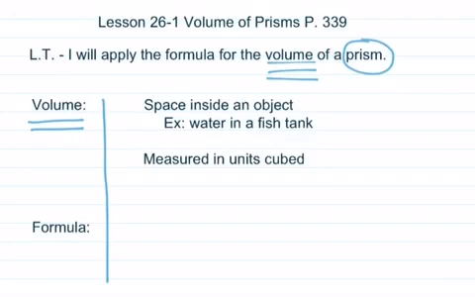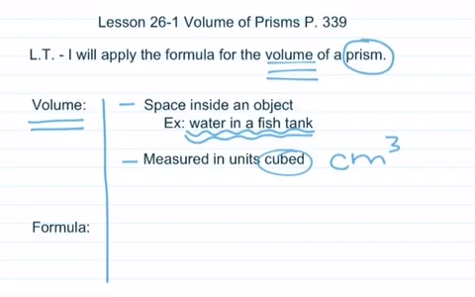Volume is the space inside an object. An example would be, how much water would you need to fill an aquarium or a fish tank? How much soup can the soup can hold? With surface area, we were talking about the space outside the object, like the label on a soup can. With volume, we're talking about the actual soup that can fit inside the soup can. Volume is measured in units cubed, so it could be centimeters cubed, whereas remember surface area was measured in units squared.